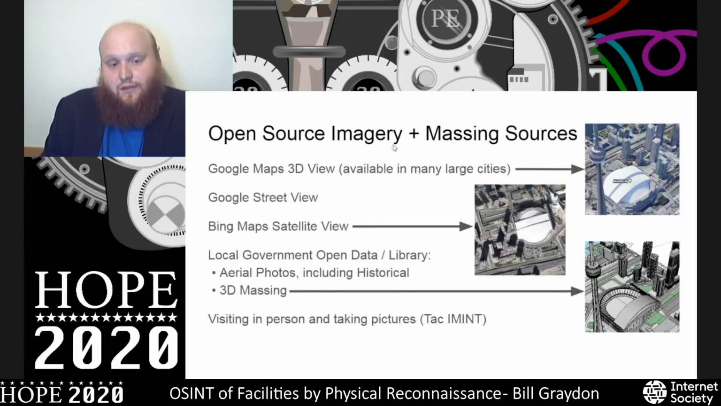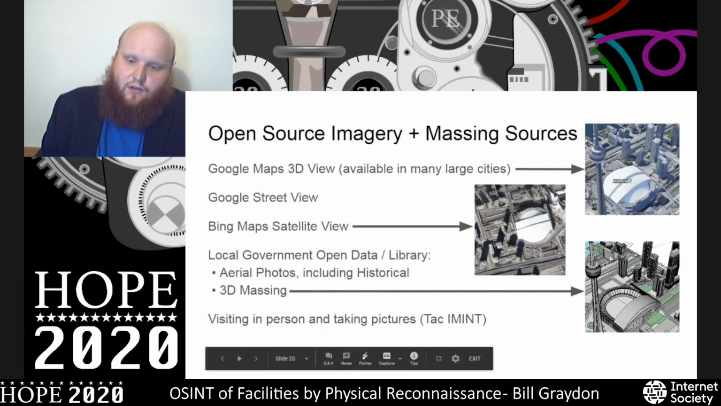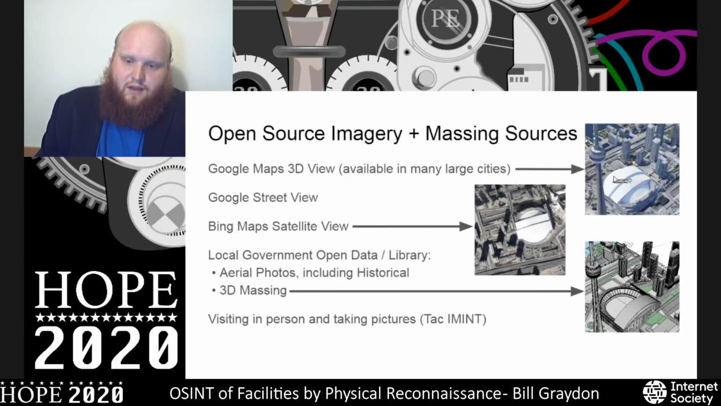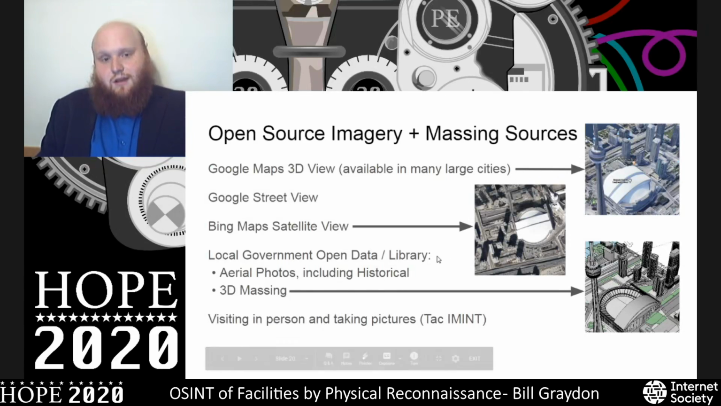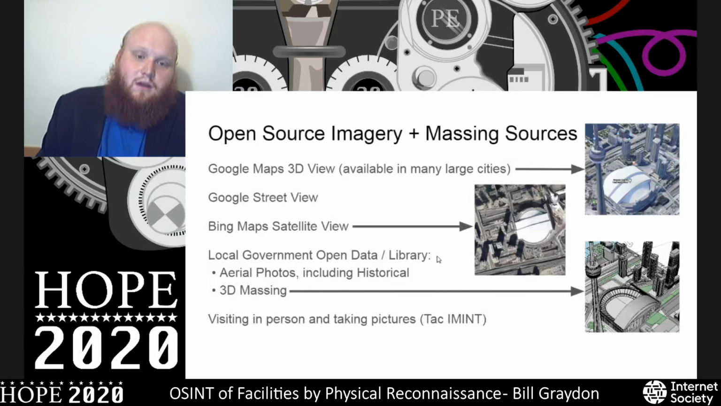Where to get this imagery and massing, we can look at Google Maps, which for some cities has a really wonderful 3D view. Google Street View as well to get the street level imagery. Bing Maps I actually find to be very, very good for satellite views. Your local government open data will often publish aerial photos, including historical ones, and 3D massing data in computer readable formats that contain very, very useful information and measurements. And of course, visiting in person, taking pictures, observing, so that's your tactical imagery intelligence there.